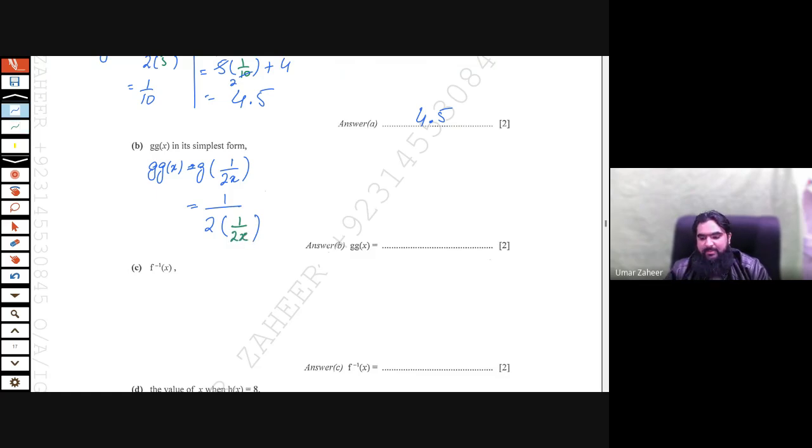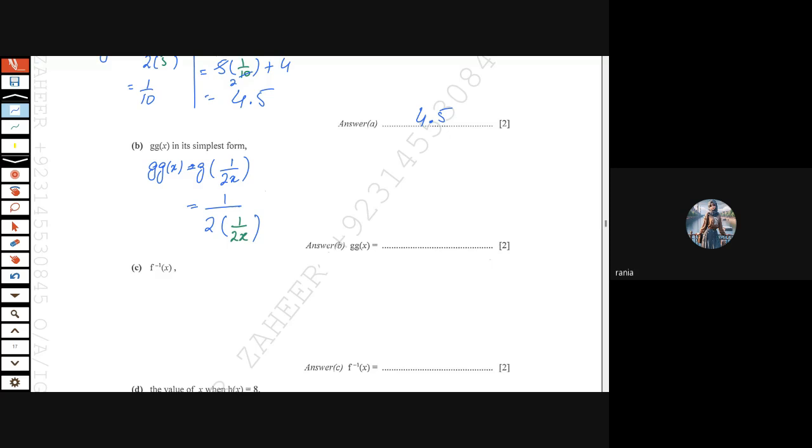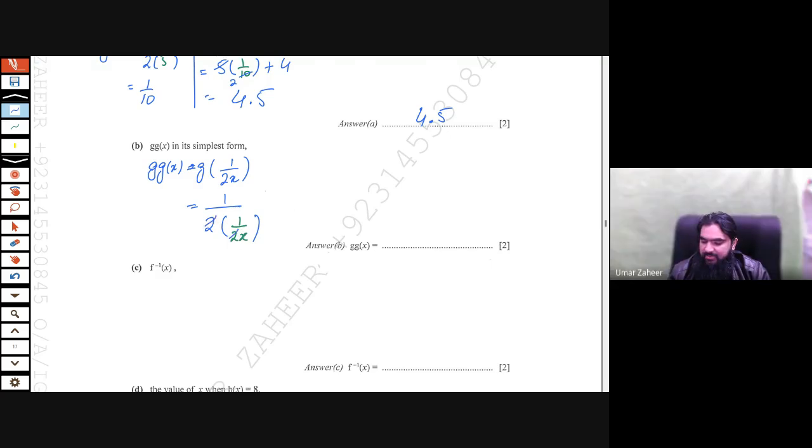This step is clear? Yes, sir. So 2 and 2 are cancelled out. When we simplified them previously, if you have a fraction and again you have a fraction, you have to take the reciprocal of the denominator fraction. So it will become x, same as 1 divided by 1 over x. So the final answer is x.